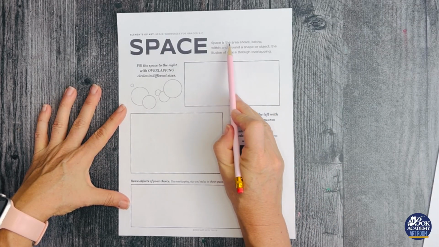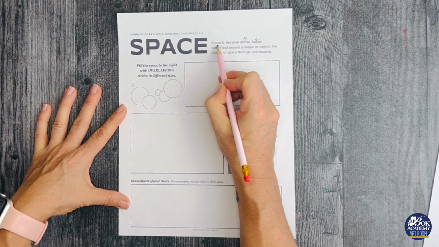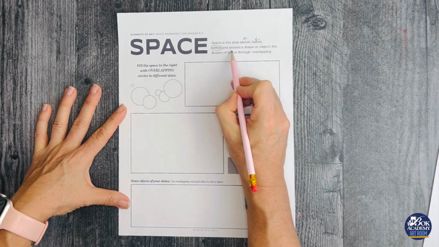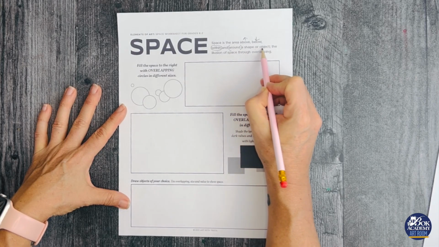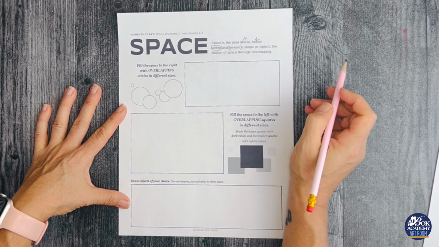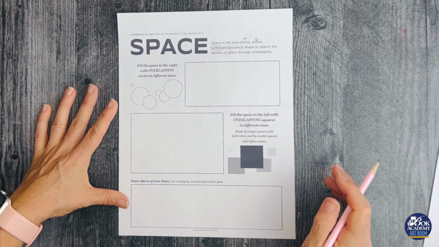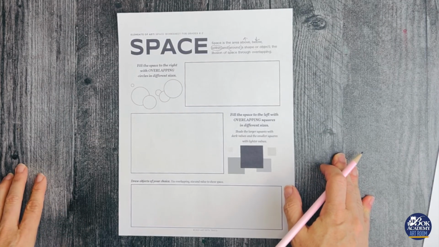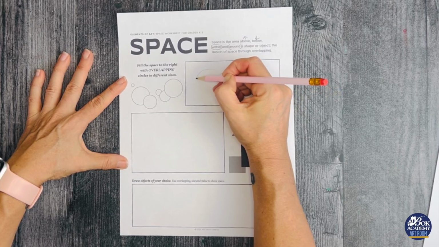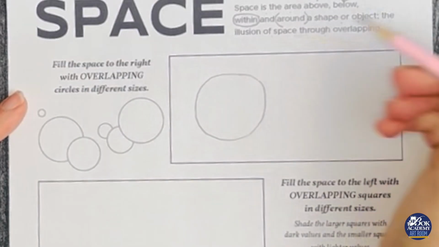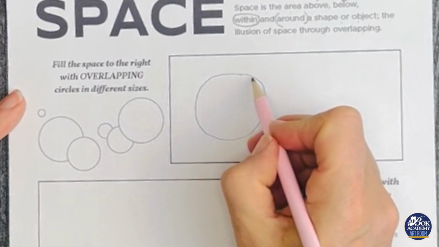So space is the area above, below, and within and around a shape or object, the illusion of space through overlapping. So first thing in this box we're going to do is fill the space in with overlapping circles of different sizes. So let's draw a big circle. Now overlapping the next circle, this one we drew the full shape.